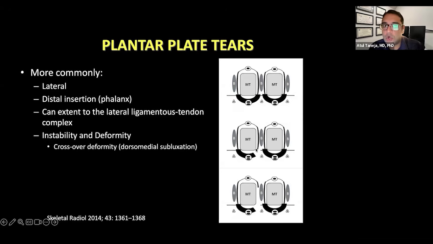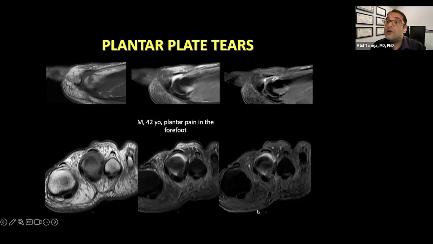All right, this is the most common. But then the plantar plate tear can also extend to the ligament and to the interosseous tendon. Then what happens there? The other side is still stable while this side is unstable, bringing to the crossover deformities, and I'll show you. So this is a classic case.